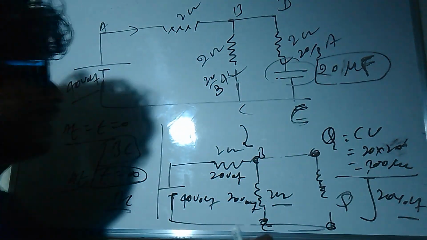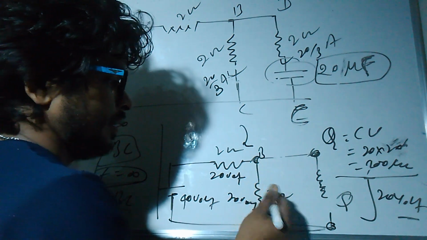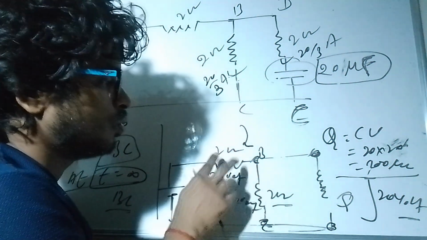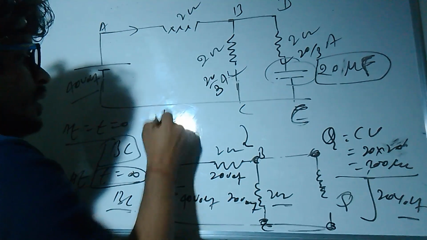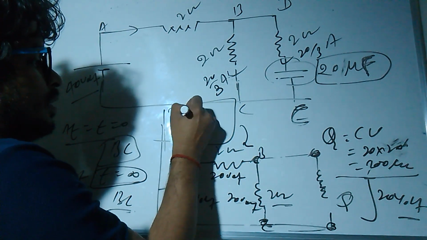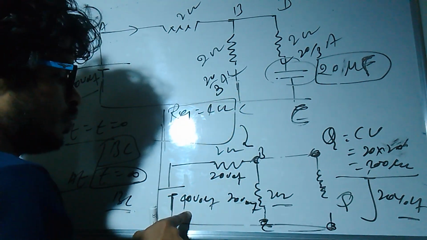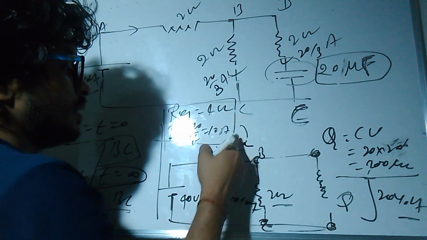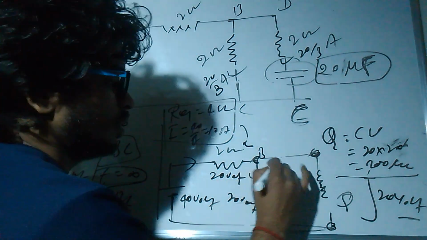What about the current across BC? So current you can find out easily. Now this 2 ohm and 2 ohm are connected in series, so 2 plus 2 is 4 ohm. So I am solving here. So R equivalent is 4 ohm, and voltage is 40 volt. So current will be 40 by 4, so it will be 10 ampere. This 10 ampere current will pass through this and this both.